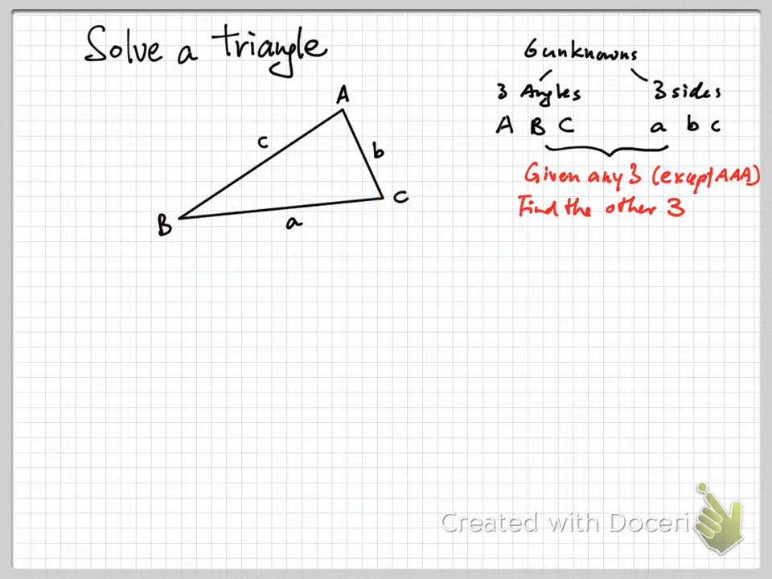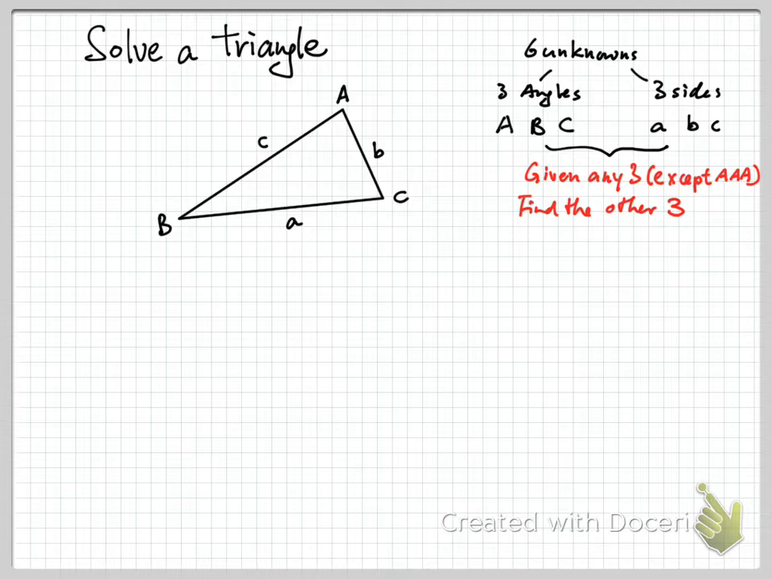So now altogether there are 6 unknowns, being 3 angles and 3 sides. To solve the triangle, we need to know 3 of them, except AAA, right? We'll see later. If you have 3 angles, it's actually not 3 pieces of data, but just 2, because if you know any 2 angles, then automatically you get the third one. So AAA is in fact not 3 pieces of information. But anyways, we need 3 independent pieces of information and find the other 3.